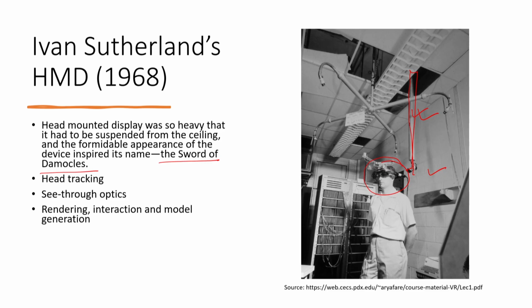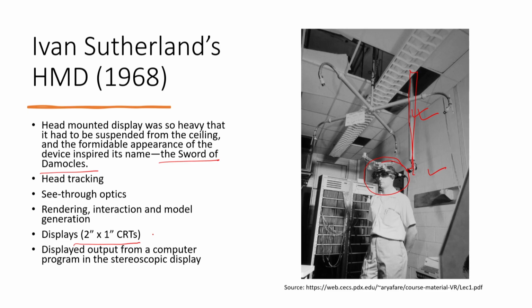it involved rendering, interaction and model generation. So, there were images that were being rendered and you could interact with those images, and there was an aspect of generating models that could be seen through this display. So, it used 2-inch by 1-inch cathode ray tubes, and it displayed its output from a computer program in the stereoscopic display.